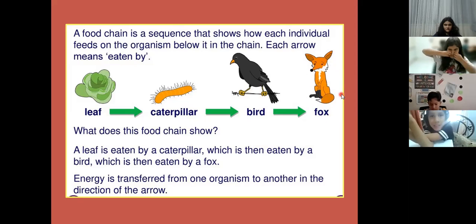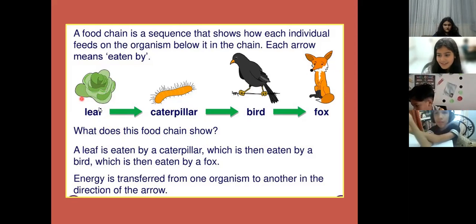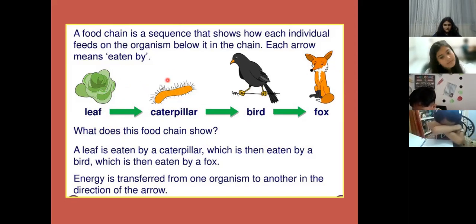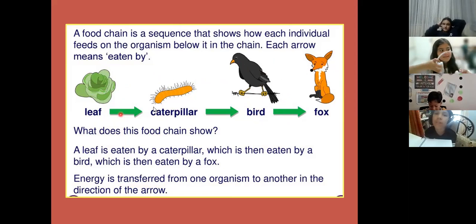That is the process. What does this food chain show? Well, it's showing what I explained to you. The plant, the producer, is eaten by the caterpillar, which is an herbivore, an animal that eats just plants. And then it's eaten by another animal, another consumer, because it needs to get energy. In this case, it's the bird. So energy is transferred from one organism to another in the direction of the arrow. The last animal, which eats all of them, is the fox in this case.